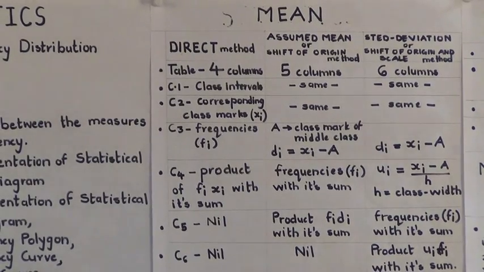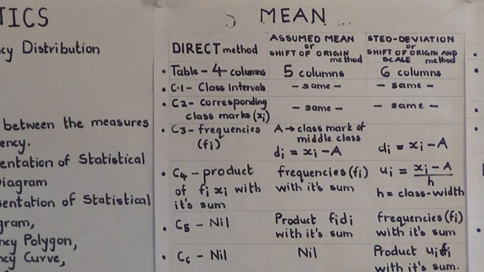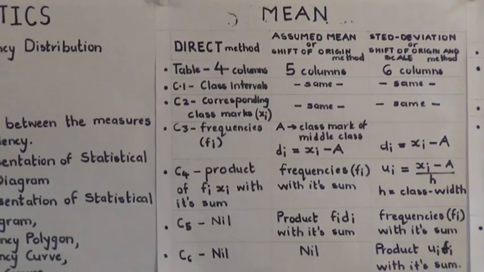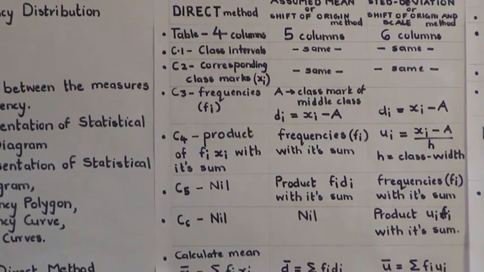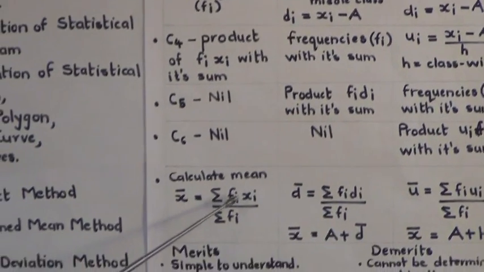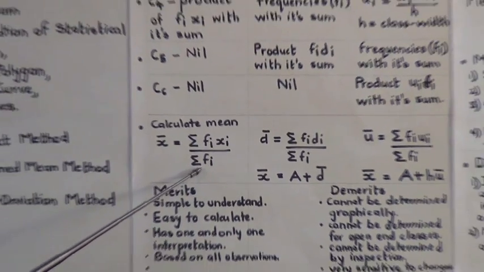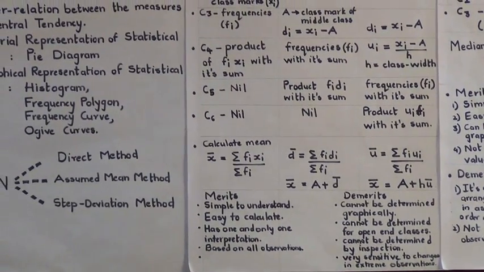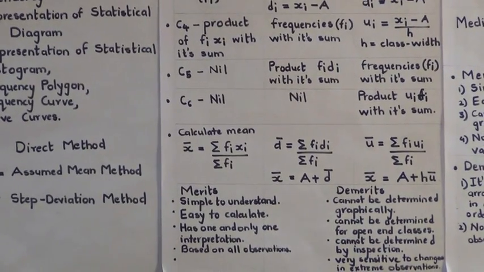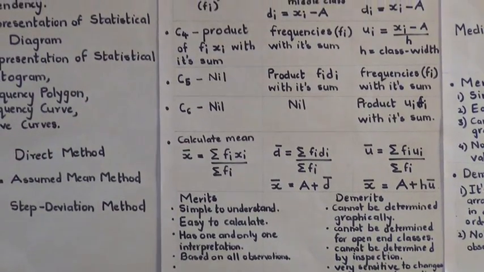After you write all the values in all the 4 columns, you will calculate the mean by writing it as x bar, which is equal to the sum of all the products of frequency and the class marks divided by the sum of all frequencies, and you would get the mean by the direct method.